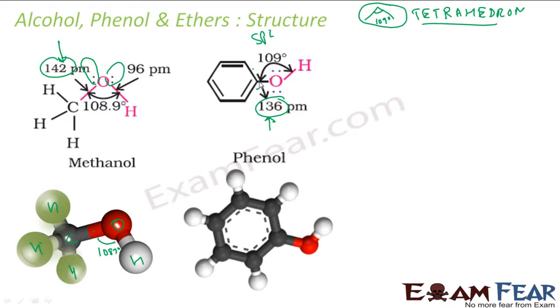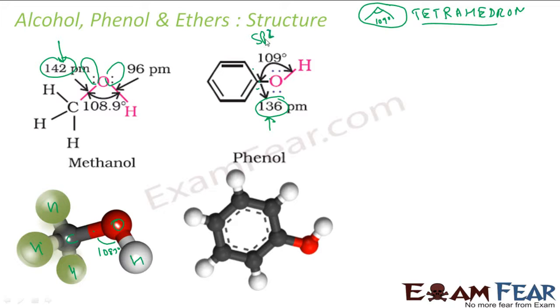One reason is carbon is sp2 hybridized. It has more s character. It tries to attract oxygen more towards it. The bonding is stronger because of the more s character, so the bond length is less. One more explanation for the lesser bond length of CO in the case of phenol is that it has partial double bond character. If you see the resonance structure, you'll see that it has partial double bond character.